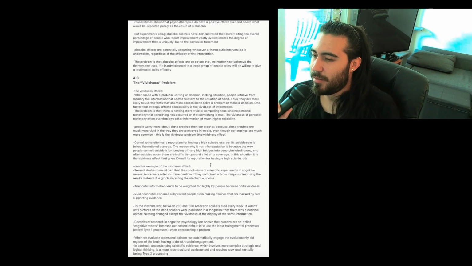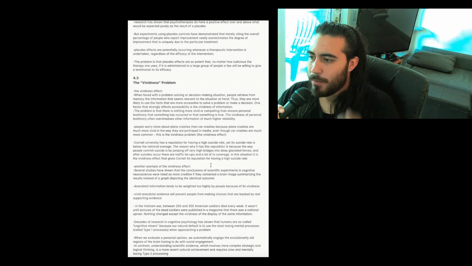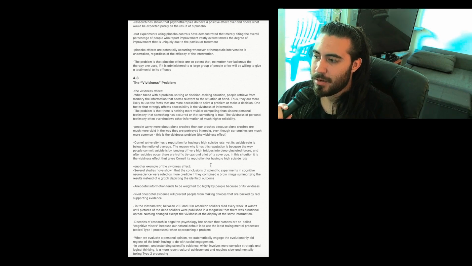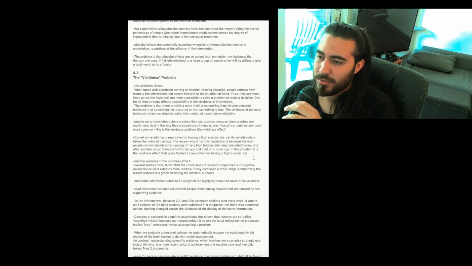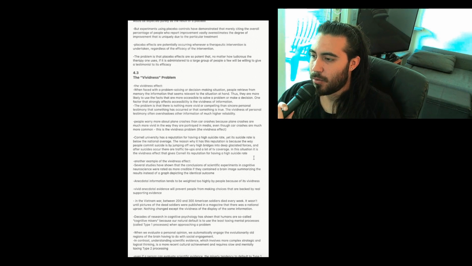Section 4.3. The vividness problem. The vividness effect. When faced with a problem-solving or decision-making situation, people retrieve from memory the information that seems relevant to the situation at hand. Thus, they are more likely to use the facts that are accessible to solve a problem or make a decision. One factor that strongly affects accessibility is the vividness of information. The problem is that there is nothing more vivid or compelling than sincere personal testimony that something has occurred or that something is true.